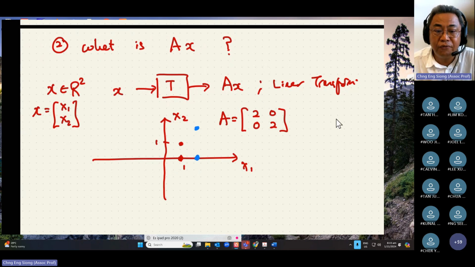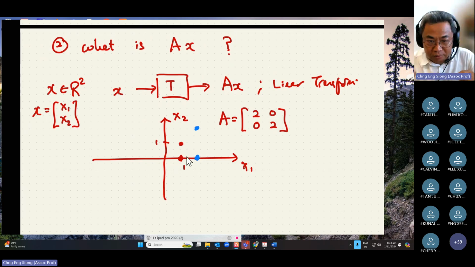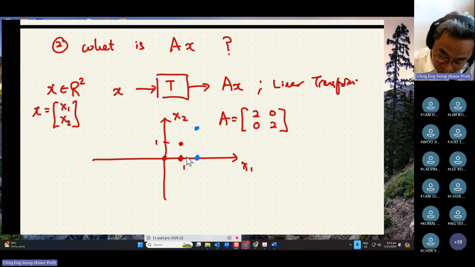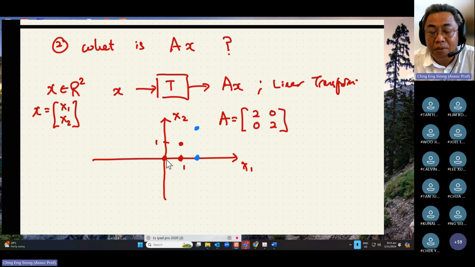And so on. You can fill up all the red squares and the blue squares, and then you'll realize that a transformation is nothing but moving these dots, the input, to the blue, the output. Now, this is interesting. What will happen when my x is 0, 0? Then the output is still 0, 0. So the only dot that might not be moving around is the origin, for all A.